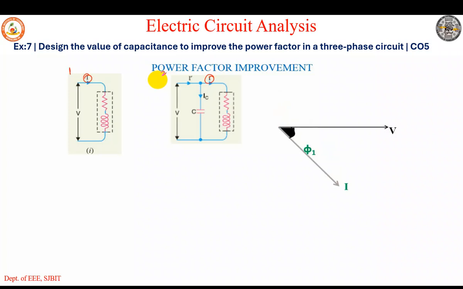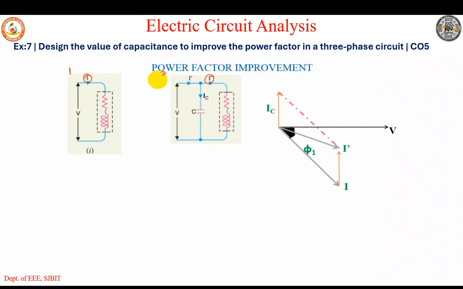As in case 1, what is I? Or case 2, what is I? It is the current consumed. I is the current consumed. But in the first case, the current supplied is also I, and the current consumed is also I. Now when I introduce capacitance, the capacitive current will lead your voltage, then it will pull your reactive current upwards, and that is I dash. So I becomes I dash.